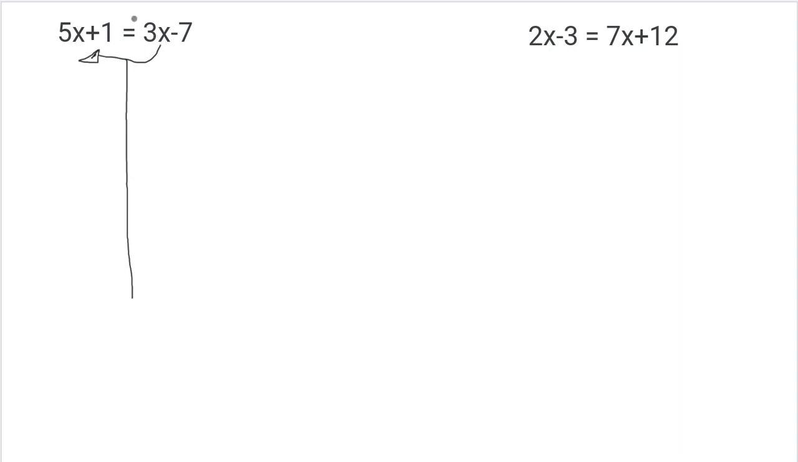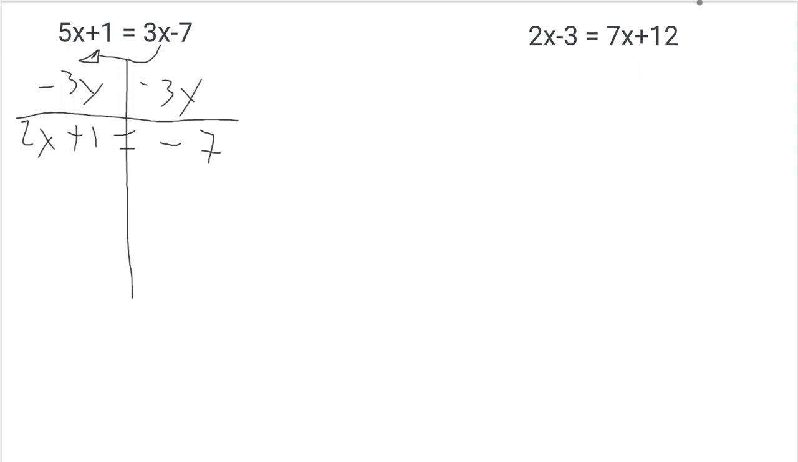So this says plus 3x. To move it, it's minus 3x. What we do on one side of the equal sign, we have to do to the other. 5x minus 3x is 2x. And then we just rewrite everything else that we weren't talking about. So plus 1 and negative 7.